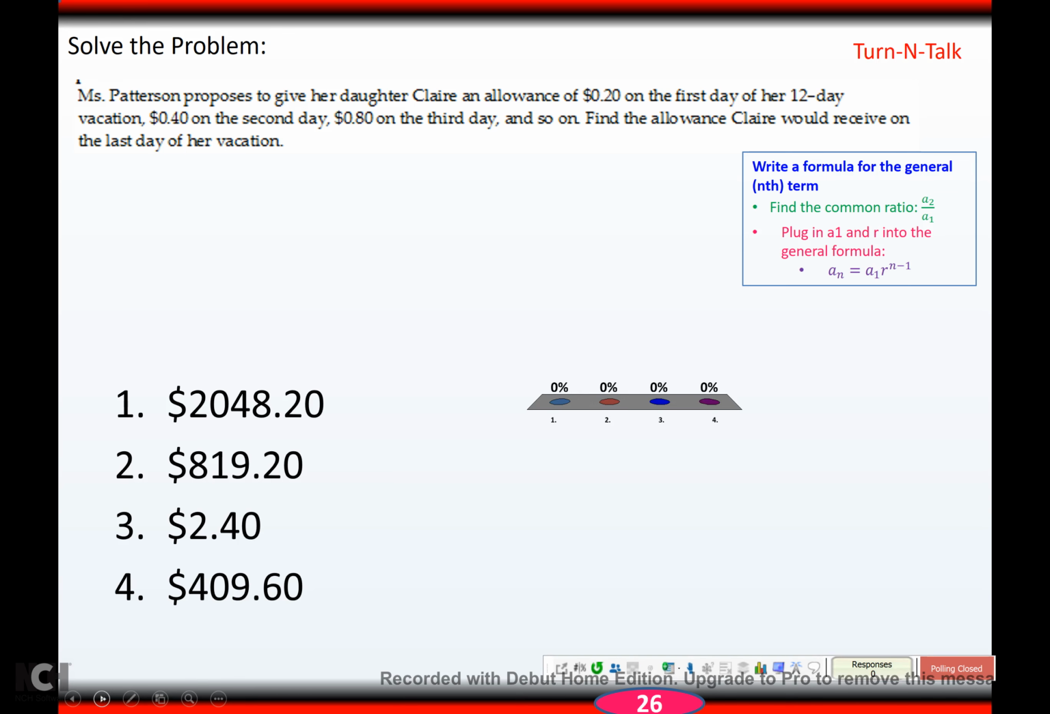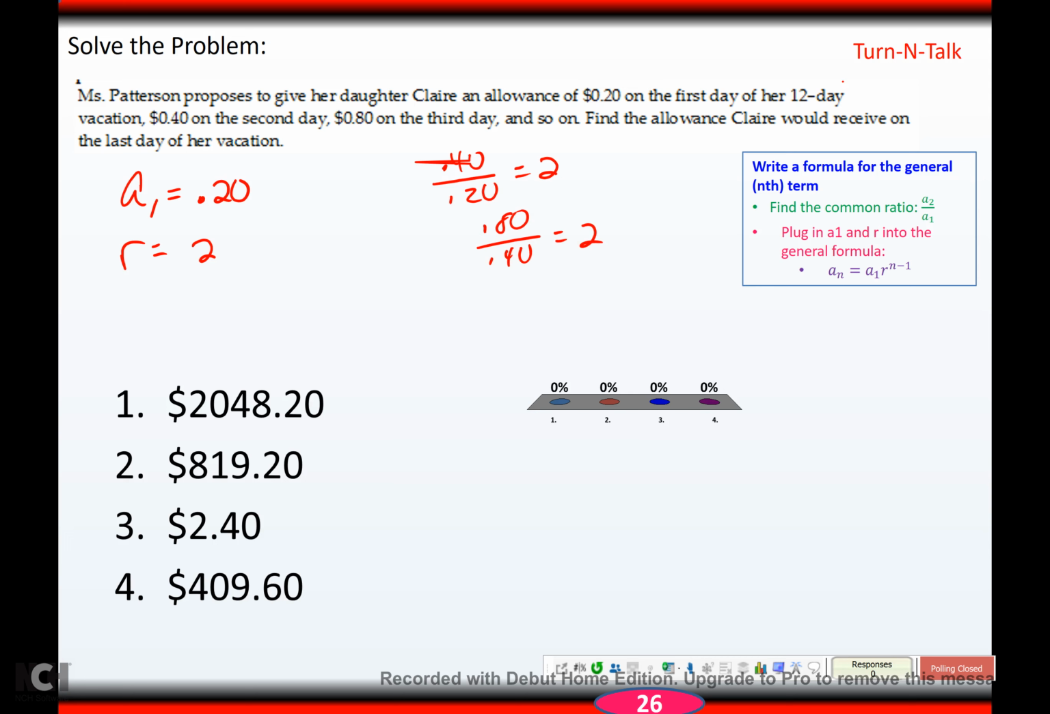Alright, it says Ms. Patterson proposes to give her daughter Claire an allowance of 20 cents on the first day of her 12-day vacation, 40 cents on the second day, 80 cents on the third day, and so on. Find the allowance Claire would receive on the last day of her vacation. Alright, so a sub 1 is 20 cents, because that's what she's going to start with. The common ratio is 2, because if you take 0.40 and divide by 0.20, you get 2. 0.80 divided by 0.40, you get 2. So she's doubling it every day.